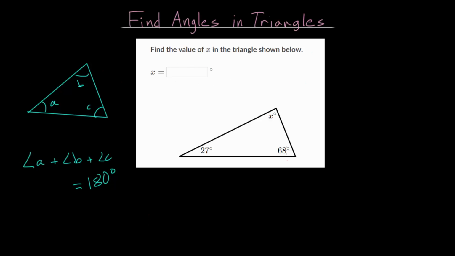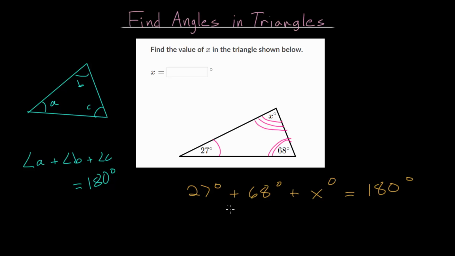So in these example problems, we're going to be told two of the angles, and we need to find the missing angle. So this one is 27, this one is 68, and we need to find what this missing angle is. So we can set this up as an equation since we know these three are going to add up to 180 degrees. So the 27 degree angle plus the 68 degree angle plus the x degree angle is equal to 180 degrees. And from here we can just solve for x.